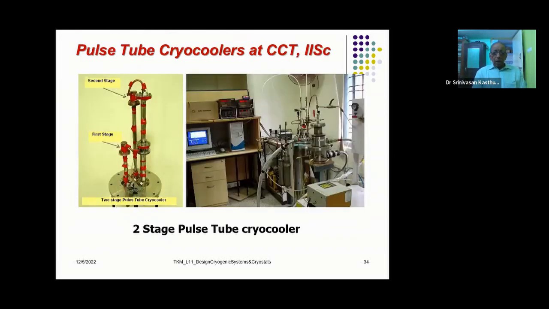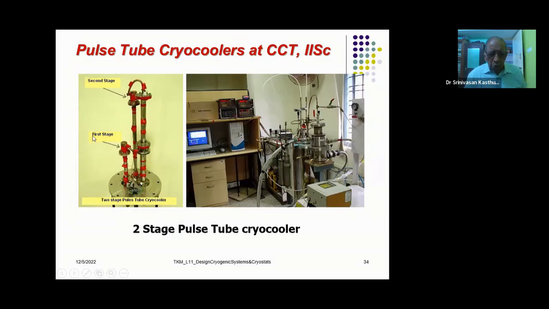Now, I would like to show you a pulse tube cryocooler which has been developed at the Center for Cryo Technology, IASC. It's a two-stage pulse tube cryocooler. As you can see, this forms the first stage, and this forms the second stage. The red thing you see here is only adhesive tape, colored red, nothing very specific about it. And this one is the actual experimental setup.